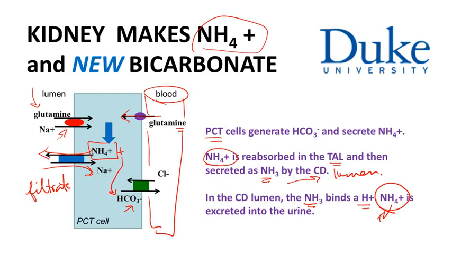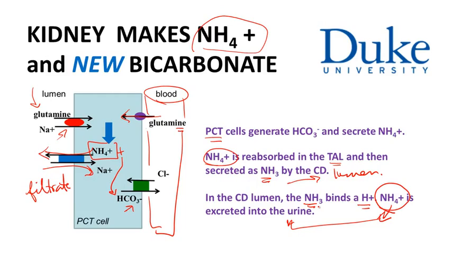The ammonium ion is excreted into the urine, and this is one of the ways then we can lose a proton from the body, and at the same time we generate a new bicarb. Okay, so why have I tortured you with this?